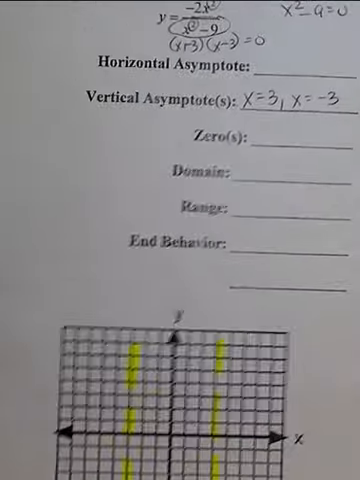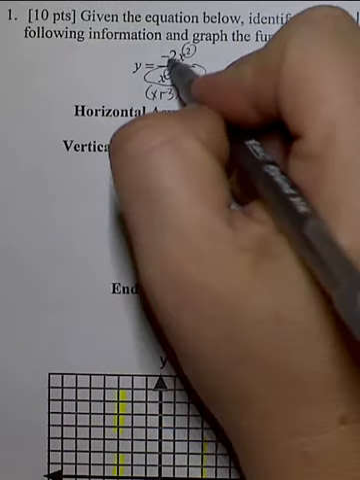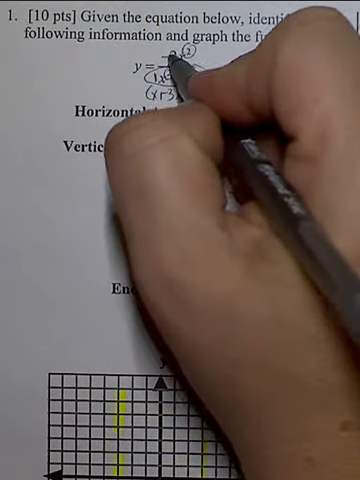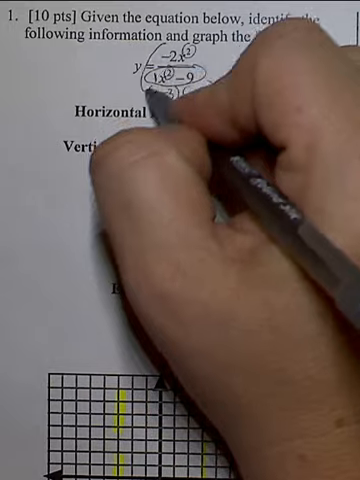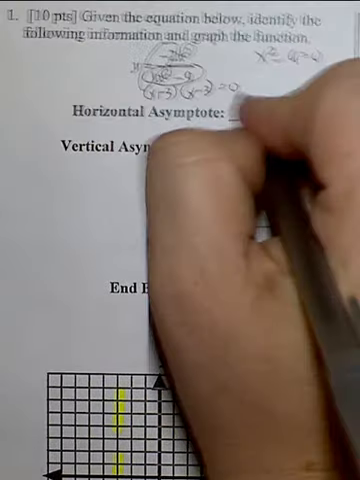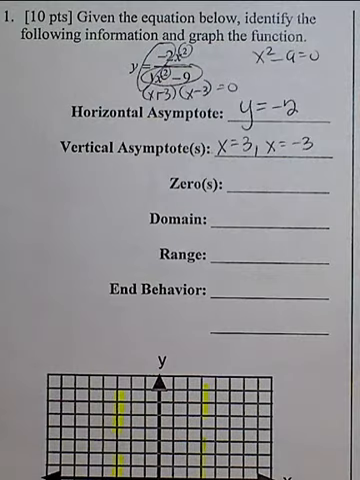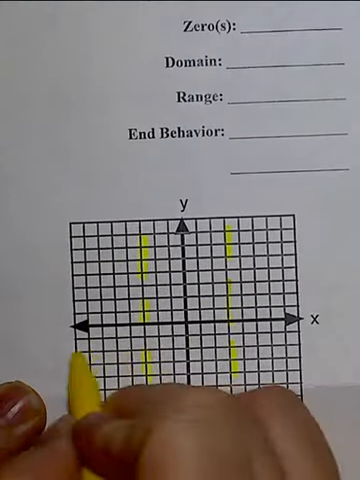Then I'm going to come up above. Since the degree in the numerator is equal to the degree in the denominator, that means the highest exponent on top is equal to the highest exponent on the bottom. I can take the leading coefficient on top and the leading coefficient on the bottom, and I can divide them. So negative 2 divided by 1 is negative 2. Now I'll go to where y equals negative 2, and I'll make a dotted line for the horizontal asymptote.